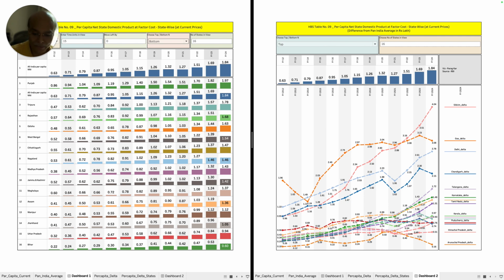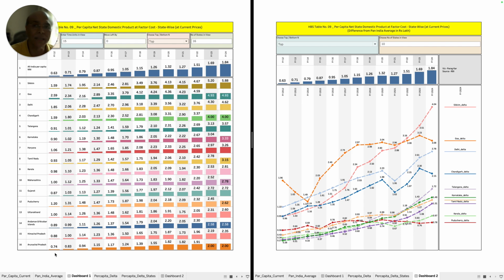So what I am going to do is show you the top. If you see the top 16 states, let me just make it 10, otherwise it will become too cluttered. So the top 10 states, as you saw here also, let me do top, because then you can compare both together, otherwise it becomes very difficult. So Sikkim is on the top, right? Can you see Sikkim on the top?